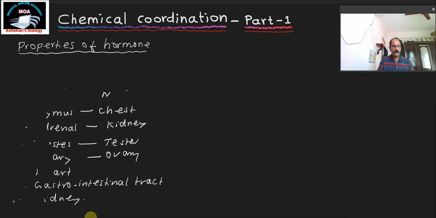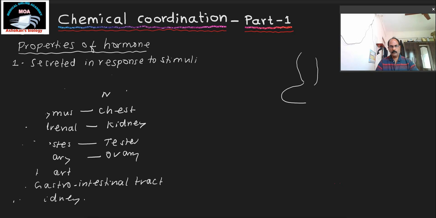So let us take the first property of the hormone. Hormone is secreted in response to stimuli. For example, in the stomach, and this is the duodenum. So here is the pancreatic gland. It is an endocrine gland. The pancreas produces the insulin.